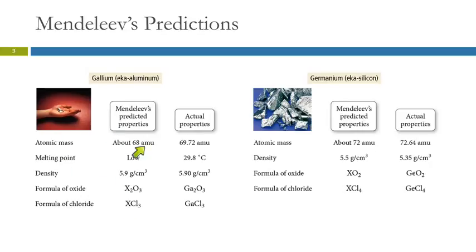Here are the properties that he predicted. Here are the actual properties. And as you can tell, he was very good at predicting things. Here's eka-silicon, now known as germanium. His predictions and the actual properties matched up very well.